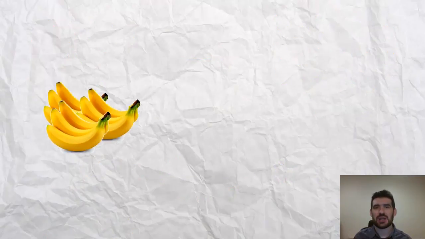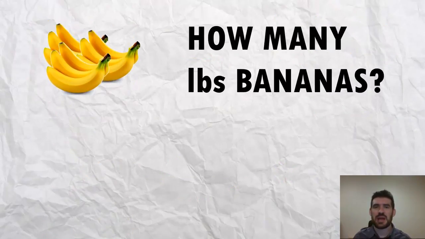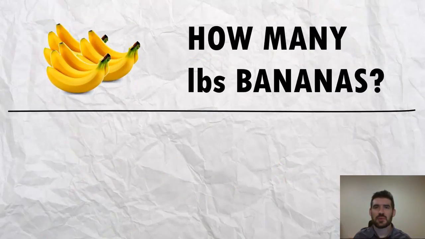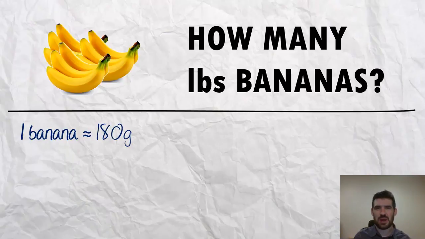Now let's take a look at determining how many pounds of bananas we have. We're going to need some relationships to start off so we can build our conversion factors. Well, an average banana weighs about 180 grams. So our first relationship is 1 banana equals 180 grams. Grams are a metric unit and pounds are an imperial unit, an English unit. We're going to need a conversion factor that gets us from grams to pounds.